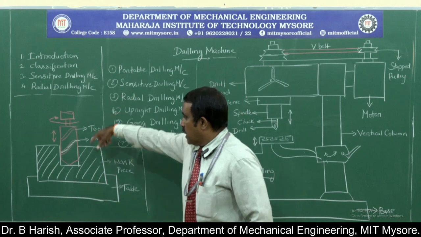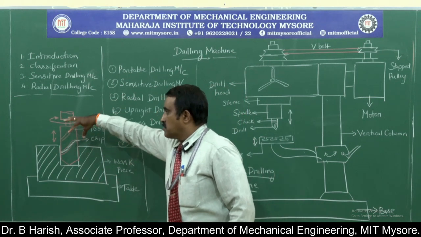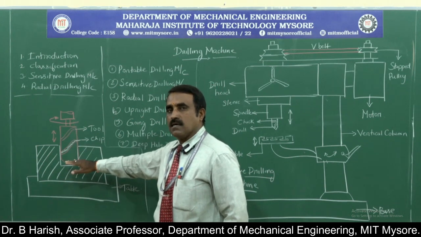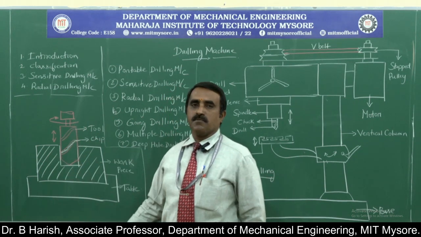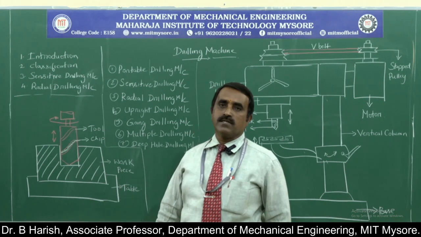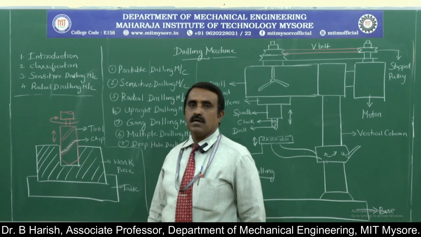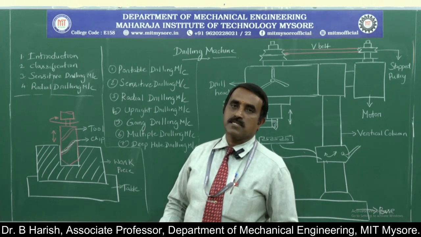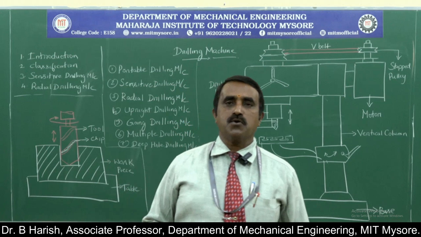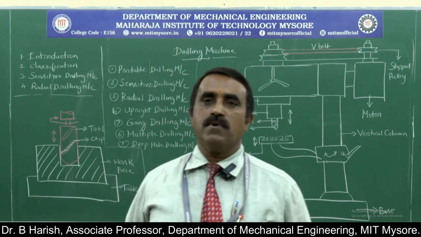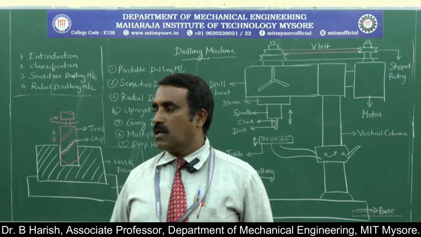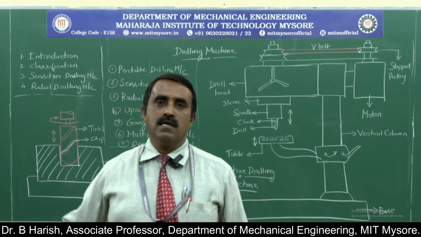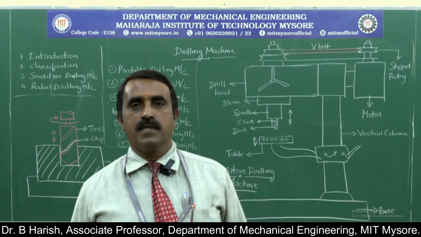As the tool rotates, you can see this direction, the workpiece is moved against the rotating tool. Material is removed from the given job so that you can generate a hole. That is called the drilling operation, or the principle of drilling. The machine tool we use to perform this operation is called a drilling machine.